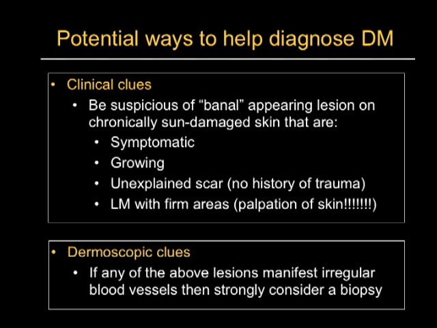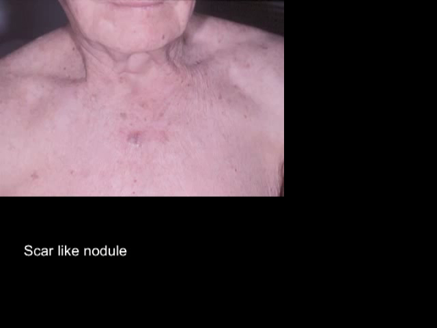Potential ways to help diagnose this lesion include any lesion on chronic sun-damaged skin that is asymptomatic, growing, or appears as a scar without a history to account for the presence of a scar. In addition, it is important to palpate lesions suspected of being lentigo maligna, since desmoplastic melanoma often is associated with lentigo maligna, and in this case will present as a firm area within the lentiginous proliferation. With dermoscopy, desmoplastic melanoma may reveal irregular blood vessels.